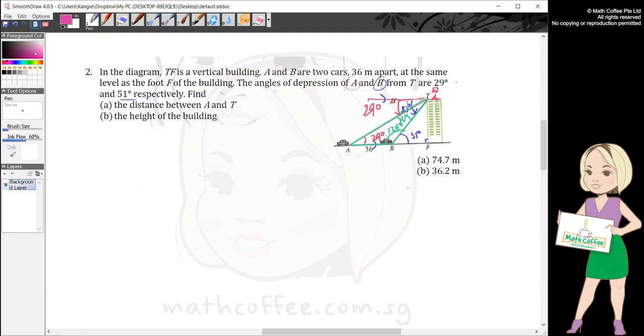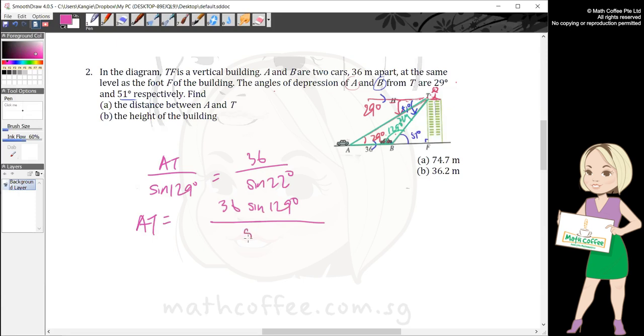Then next thing is they want AT. So AT is opposite the angle 129. So AT over sine 129 degrees equals 36 over sine 22 degrees. Cross multiply, you'll be able to find your AT. 36 sine 129 over sine 22 degrees. Press the calculator and you get the answer.